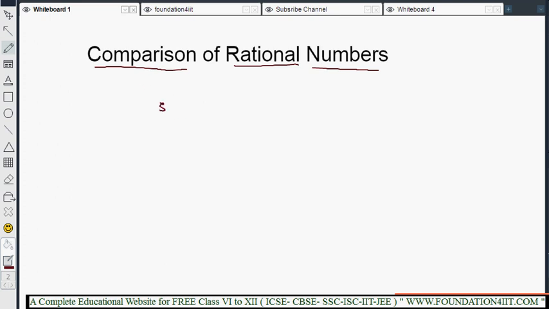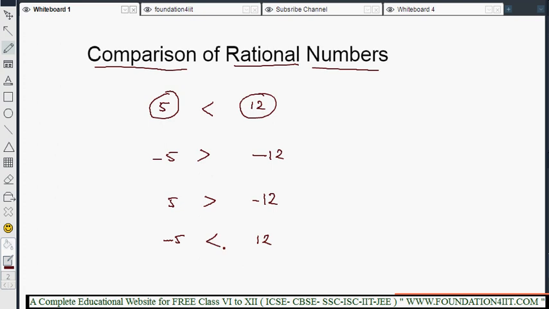For example, if we take 5 and 12, we know 5 is less than 12. If we take minus 5 and minus 12, then minus 12 is less, that means minus 5 is greater than minus 12. 5 and minus 12: 5 is greater. Minus 5 and 12: minus 5 is less. So these are the less than symbol and greater than symbol.